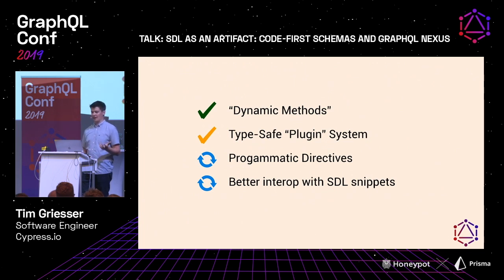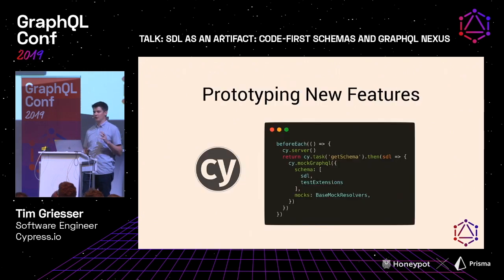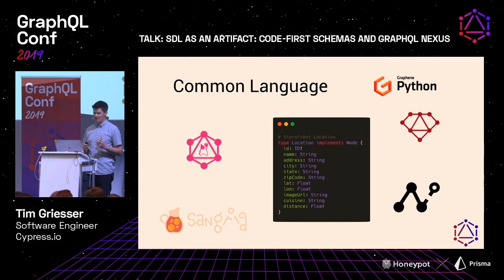And then also better interop with SDL snippets, because it is still super useful to write SDL, particularly when you're prototyping new features, or you just want to paste a bunch of "extend this type with these fields" if you're not sure what the implementation should be yet. We use that at Cypress to prototype new features, where we get the schema that's generated from the output of the SDL, merge that with some of our new extensions, and then generate a mock GraphQL schema for our testing. And it's also just the common language that we speak between all the different server implementations. So it's really useful in that regard.